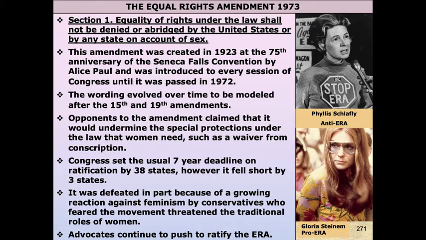Now, Congress sets up a 7-year deadline for ratification. So 38 states need to approve this in 7 years. But it fell short by 3 states. And no, we cannot blame Texas. Texas actually voted for it. So, in essence, the Equal Rights Amendment never gets put into the Constitution. And part of this is because of conservative backlash. Conservatives by this point in time in the 70s were really, really tired of all the rights movements, and they thought this was like another nuisance to them. So they vote overwhelmingly against it in these other states that did not approve.